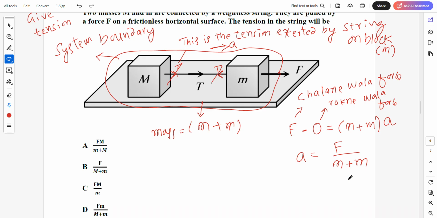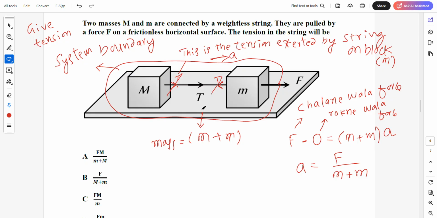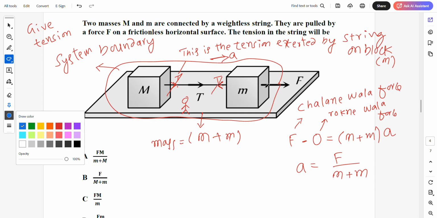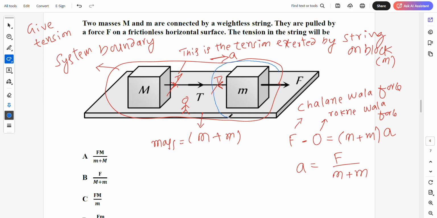Now you're supposed to calculate tension. How to calculate the tension? It is very easy. Now you go and stand here, in between these two blocks. I will take this block now. Now acceleration is this side. Chalane wala minus rokne wala, now for this one, which one is which? Rokne wala is minus T, because it is opposite of A. Chalane wala minus rokne wala is equal to mass into acceleration. Mass is M, acceleration is A. Understood?